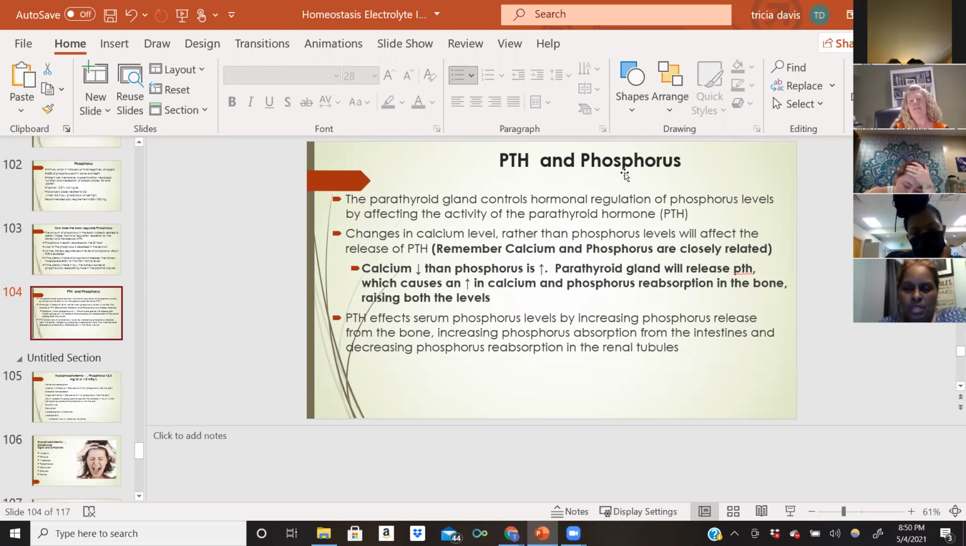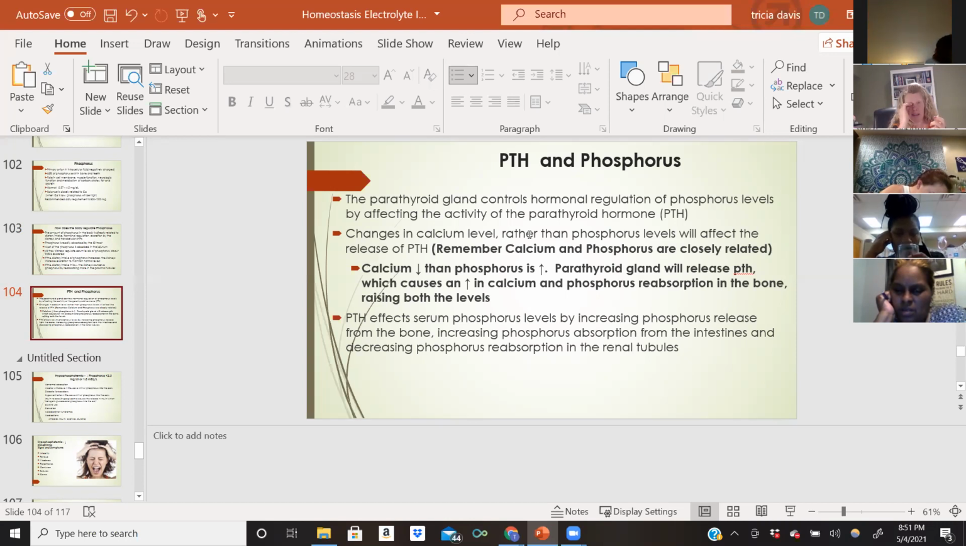So PTH and phosphorus. The parathyroid gland controls the hormonal regulation of our phosphorus levels, and it affects the activity of our parathyroid hormone. So when we have a change in our calcium level, rather than our phosphorus level, it will affect the release of PTH. Remember, calcium and phosphorus are closely related. Calcium decreases, your phosphorus increases. So the parathyroid gland will release PTH, which causes an increase in calcium, and then phosphorus will be reabsorbed into the bone, and then both of your levels are going to rise.